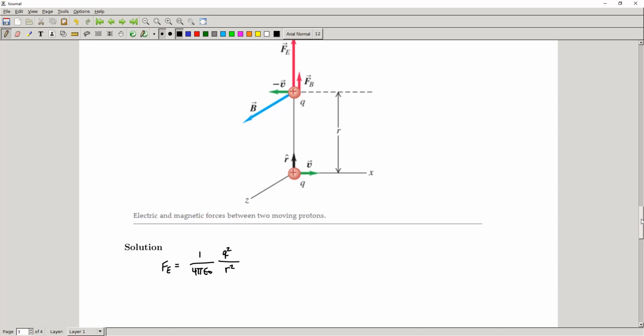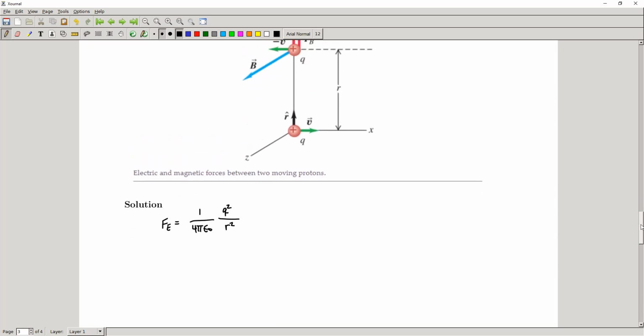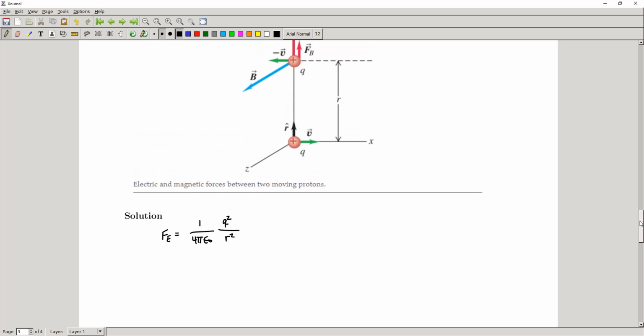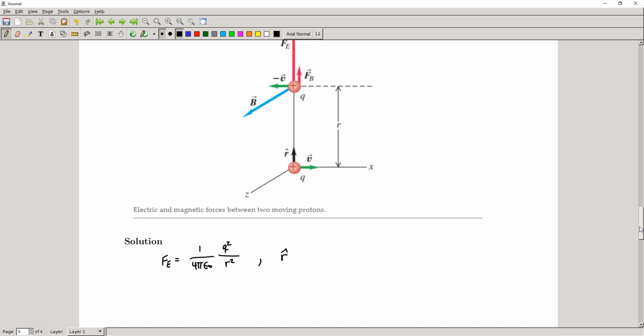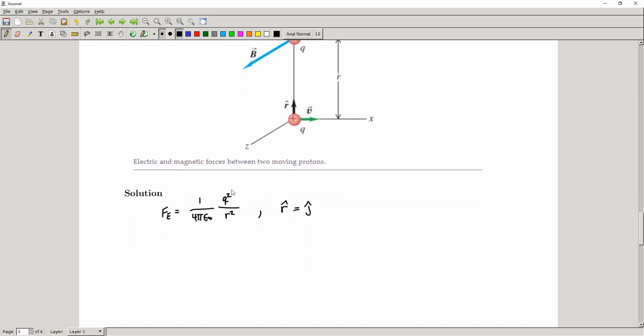Okay. So we could write this in terms of a vector, but we're not that interested in writing it in its vector form. Let's just note that r hat here, which is going to be the direction of our electric force, is pointing in the j hat direction. So r hat really is j hat. Okay, that's going to be our magnitude for our electric force.